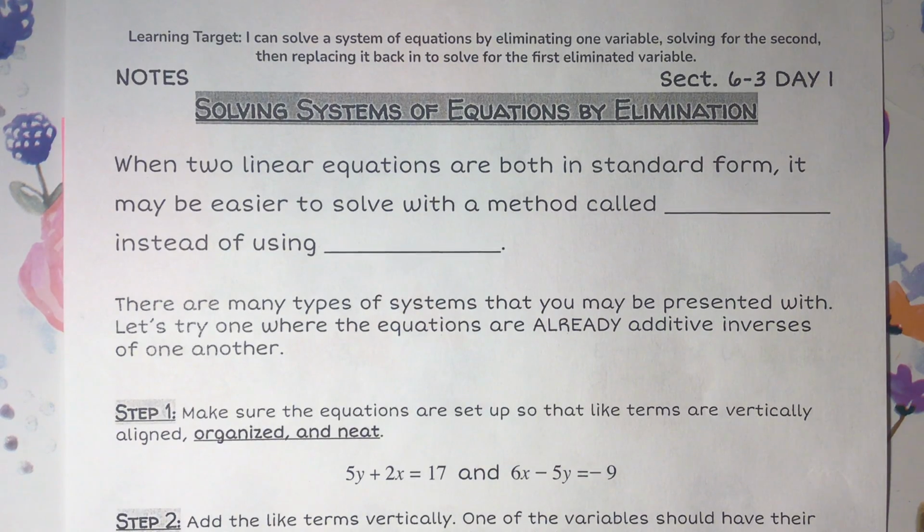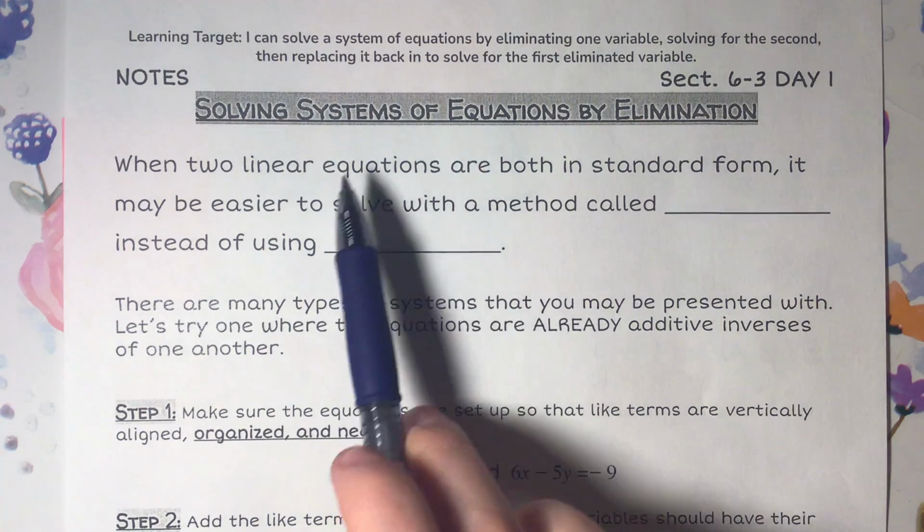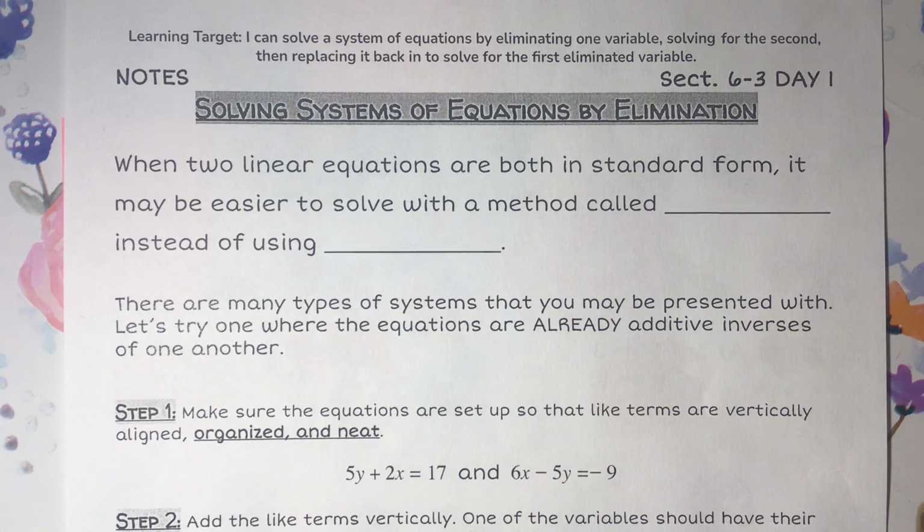Hello, algebra students. We are continuing in chapter 6, and this chapter is all about systems of equations. We are in section 6-3, day 1, and we're going to learn a third way to solve systems of equations. So far, we've solved them by graphing and substitution. Today is the third way. So let's get started here at the beginning.